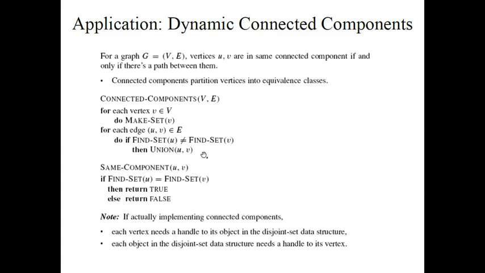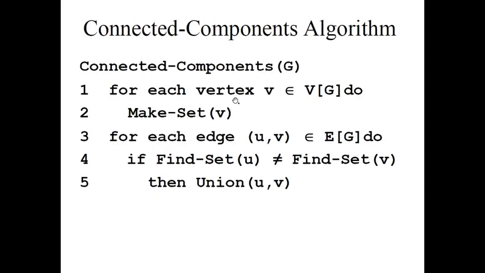The union set is there, and this we have used in Kruskal's algorithm. And if they are in the same component, find set U equal to find set V, then return true, otherwise return false. And this actually we have used in Kruskal's algorithm. This is an application of the disjoint set data structure, connected components.